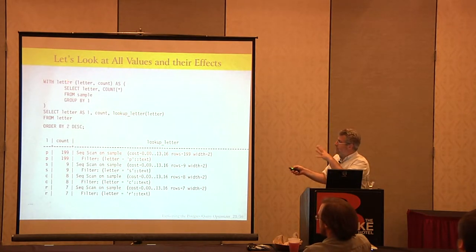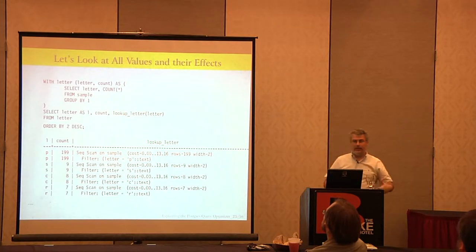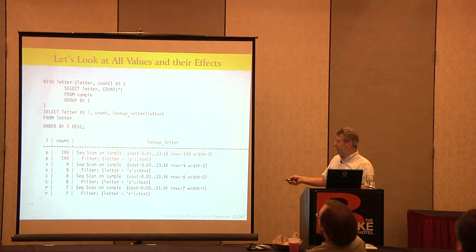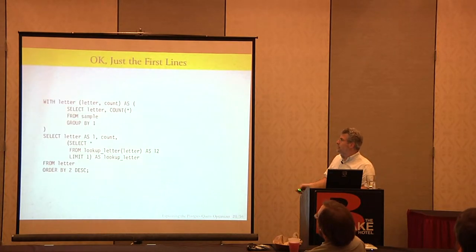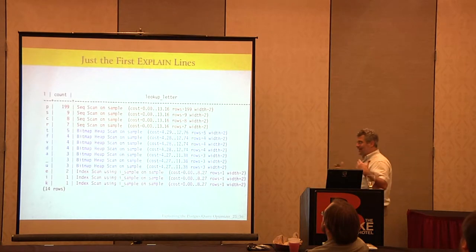So effectively, we got this letter, and now we're going to basically run through all the letters and their counts, and we're going to do an explain on each one. Now, what does that look like? It actually looks like something like this. However, this is kind of verbose, and I don't want to see this line. So we're going to do a limit 1 here to trim off what's coming out of the function. And we're going to get this.